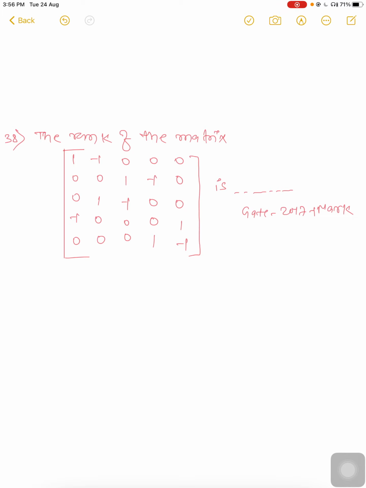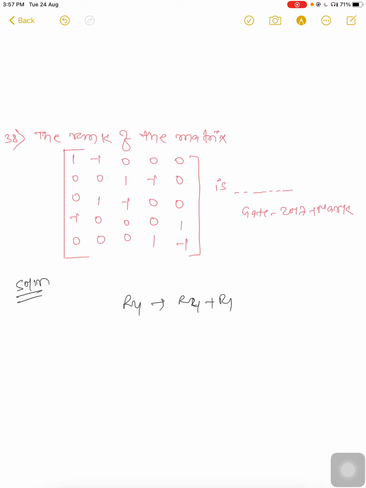Now comes to the next question. The rank of the matrix is given. Here a big 5 by 5 matrix is given, and try to solve it. Then you will get the rank 4. And generally, when a higher order matrix is given, the maximum rank is the highest value. Otherwise, it is less than the higher value. Okay, so do it and you will get it.